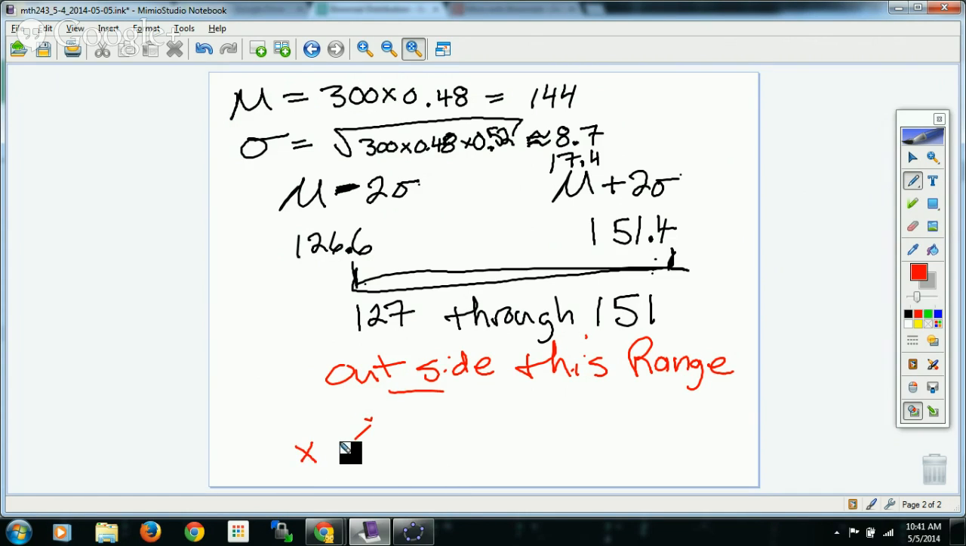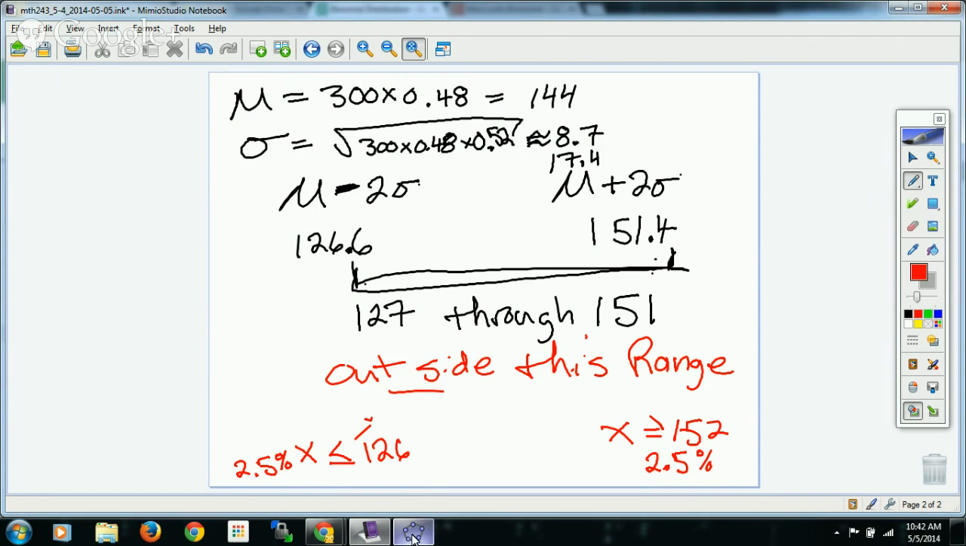So if x happens to be less than or equal to 126, or if x happens to be greater than or equal to 152, that means these guys are in the tail. This tail on the right represents about 2.5%. The tail on the left represents about 2.5%. Given that this looks pretty normal. Now we could check the empirical rule, and that's a little tricky on binomial distributions.